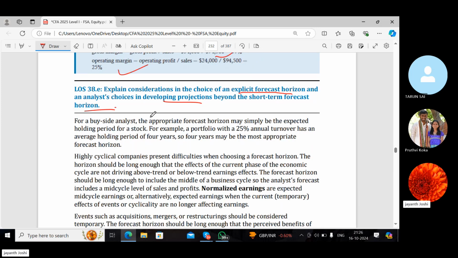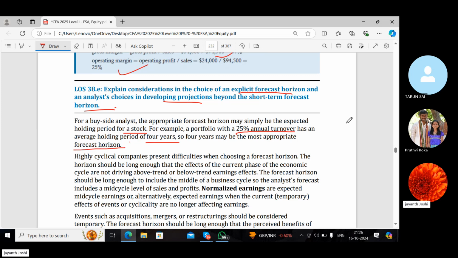So for a buy-side analyst, the appropriate forecast horizon may simply be the expected holding period for a stock. Let's say you are suggesting someone to buy some stock; the time period you take may simply be the expected holding period for the stock. That means how much time you're going to hold the stock, like 5 years or 10 years. For example, they have given a portfolio with 25% annual turnover has an average holding period of 4 years. So 4 years may be the most appropriate forecast horizon.